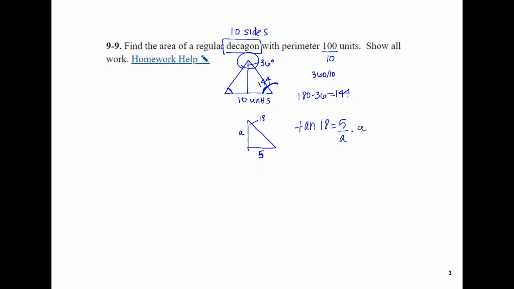We use our inverse operations to get rid of a in the denominator. So we have a times the tangent of 18 equals 5. We then need to get a by itself, so we divide by the tangent of 18. Shout out to Kyrie, and we want to make sure that our calculator is in degrees and not radians. So a is equal to 5 over the tangent of 18, which gives us 15.39.